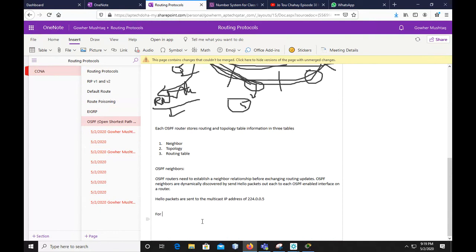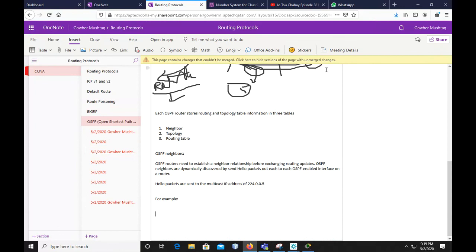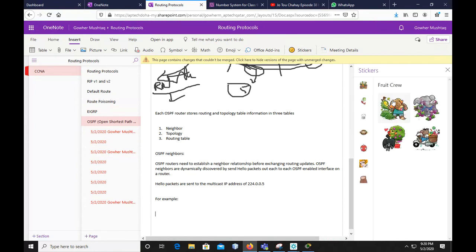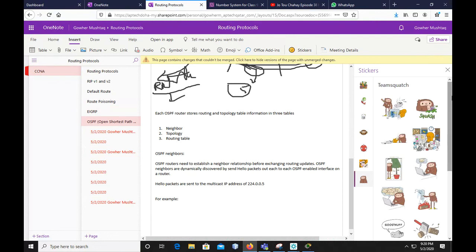All right. So, for example, again, I'm going to take an example. Suppose that you have, do we have stickers here of routers? Fruit, bowls, everything.